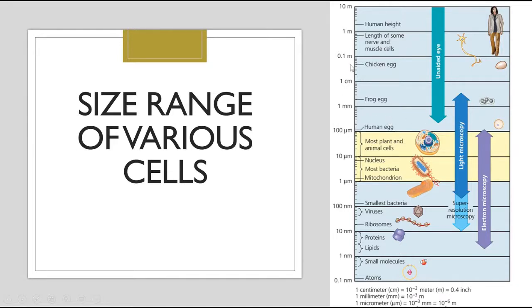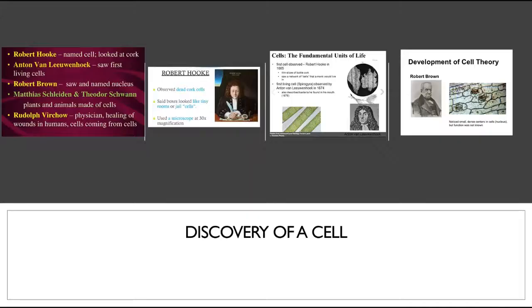And here is an example of a chicken egg, which is much bigger in size. We may eat it, right? But it is made up of only one cell. The length of some nerve cells and muscle cells varies in this range, so we can see them with the naked eye without the help of a microscope. This is just a brief idea of how cells look, so that you can understand.